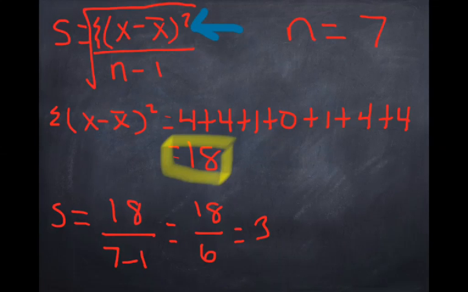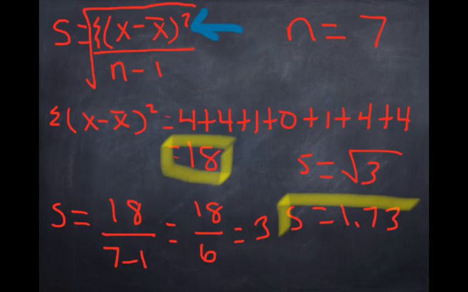And so now it's time for the last step. I promise you, this is the last step of finding the standard deviation. You're going to have S equals the square root of 3. And so S equals 1.73. And there you go. There is your standard deviation. And so you made it. You have found the standard deviation. And so that wasn't too painful, I don't think.